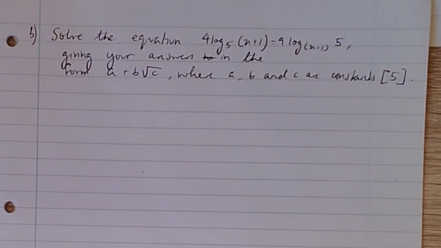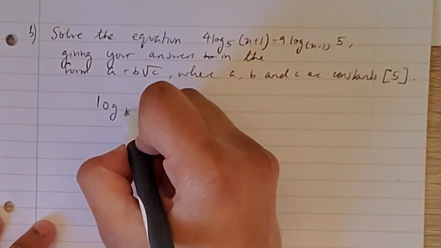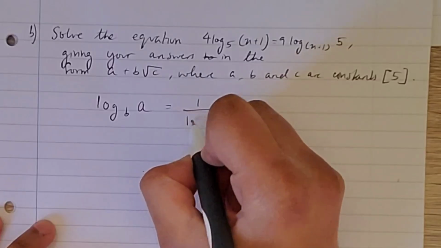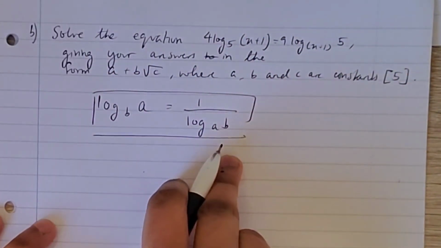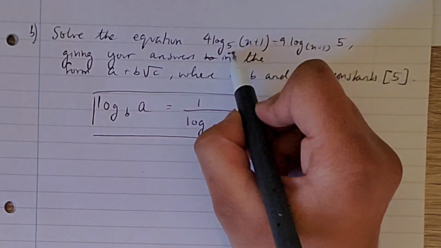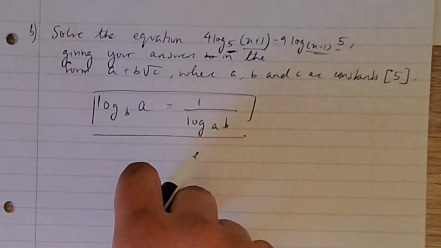Okay. The important thing here is the change of base rule. I think that's probably the most important thing. So that goes like this: log b a is equal to 1 over log a b. That is the key you need to solve this question. As you can see, we have a change of base that needs to occur. We have to use this rule.